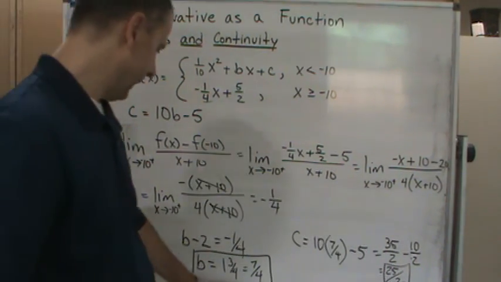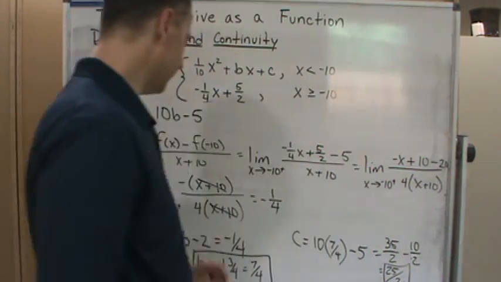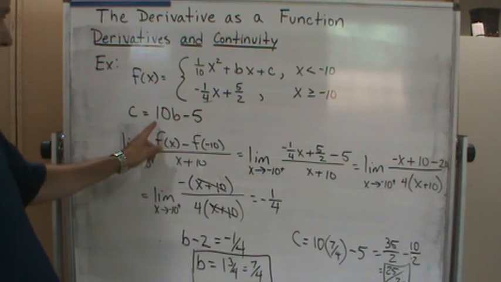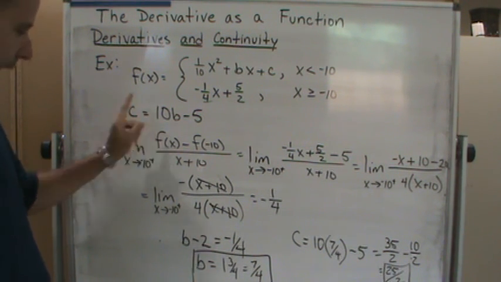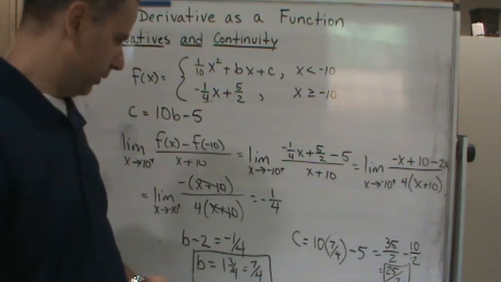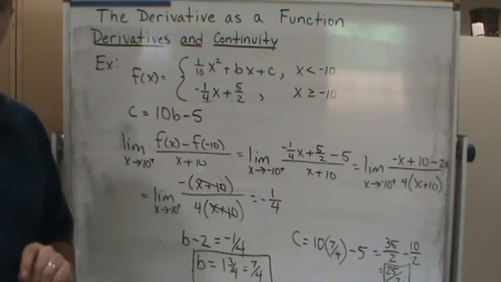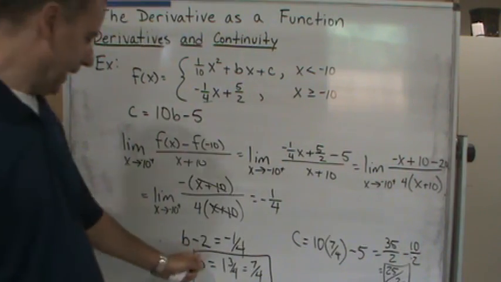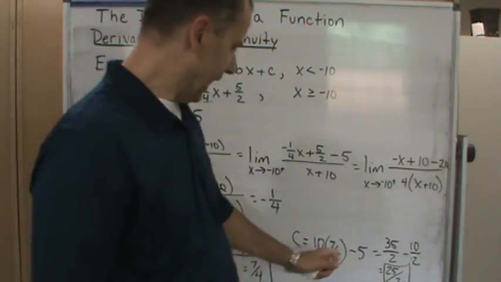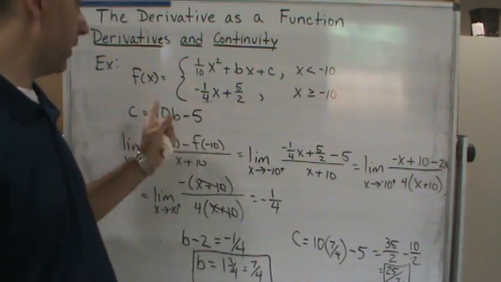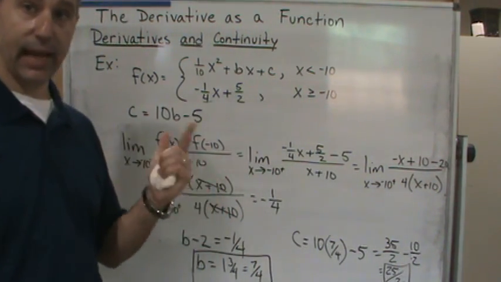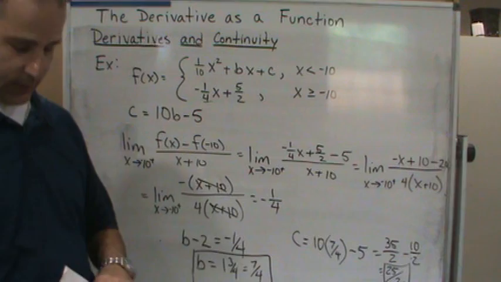So we found b and c that will now satisfy this, which means it's going to be continuous and differentiable. So those are the two values. b has to be 7/4 and c has to be 25 halves in order for this function to be both continuous and differentiable at negative 10.